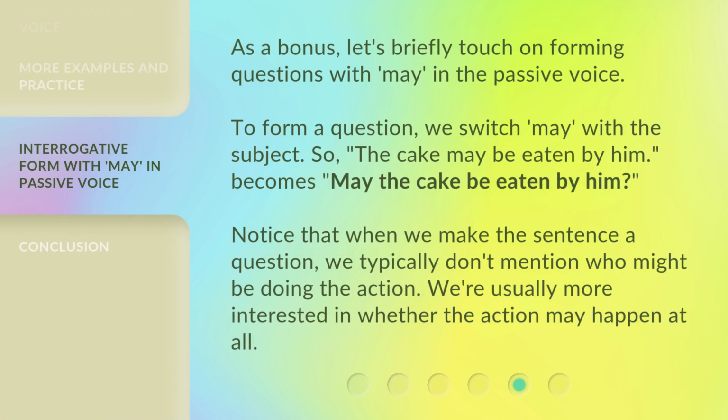As a bonus, let's briefly touch on forming questions with may in the passive voice. To form a question, we switch may with the subject. So, the cake may be eaten by him becomes, may the cake be eaten by him? Notice that when we make the sentence a question, we typically don't mention who might be doing the action. We're usually more interested in whether the action may happen at all.